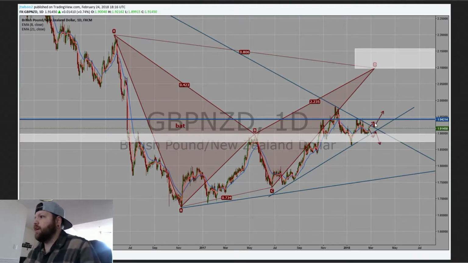So is it going to break up to the upside and continue the completion of this bat pattern, or is it going to break down and possibly retest this trend line drawn down here? As long as it does not break the C level right here, then we are good to go. If it breaks the C level, then this bat pattern becomes invalid.